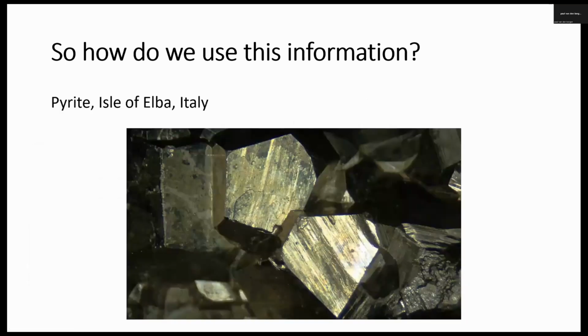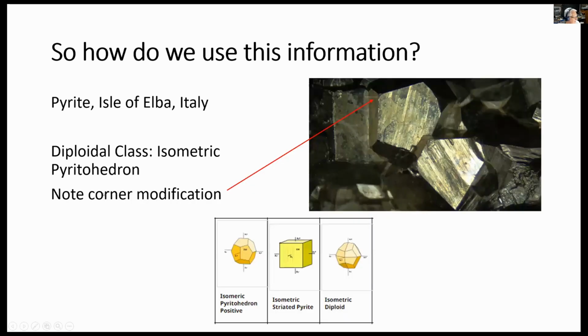Anyway, let's have a look at a third example here. This is pyrite. And these are pyritohedrons, but with striated faces, which is interesting. So this comes into the diploidal class as isometric pyritohedron. And if you notice there, we've got a little corner modification on it as well. So there's obviously another form that's also coming into it.